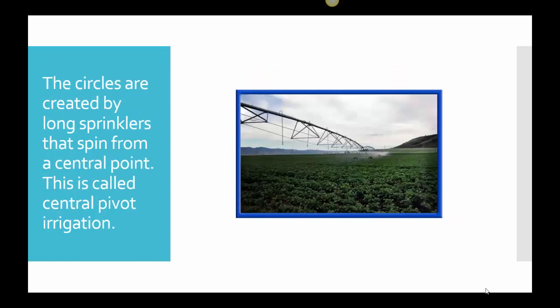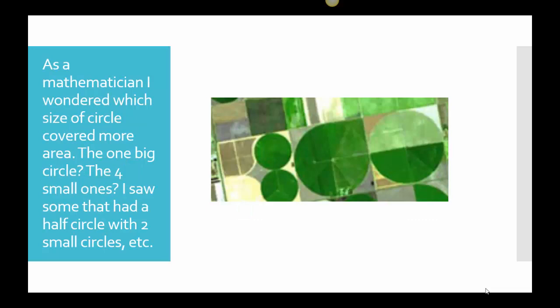So here's what I found out later is these circles are created by long sprinklers. They come from a central point, and so clever name, central pivot irrigation is what's going on here. As a mathematician, I wondered, well, what size circle is the best, right? If their idea is to use these for crops, don't you want to cover as much area as possible, get the biggest bang for your buck here?